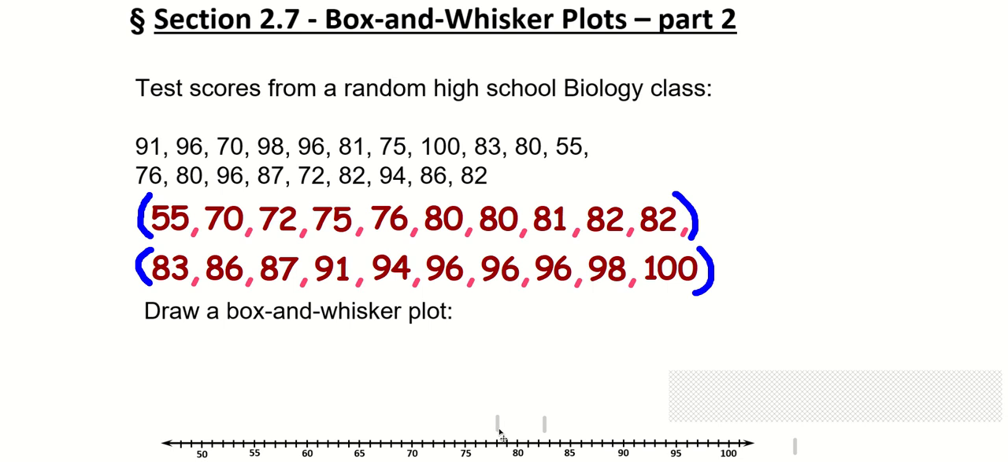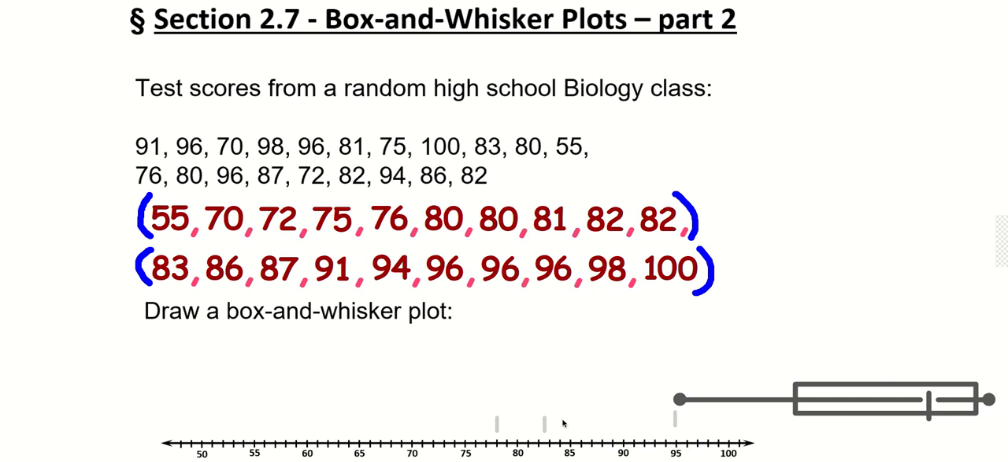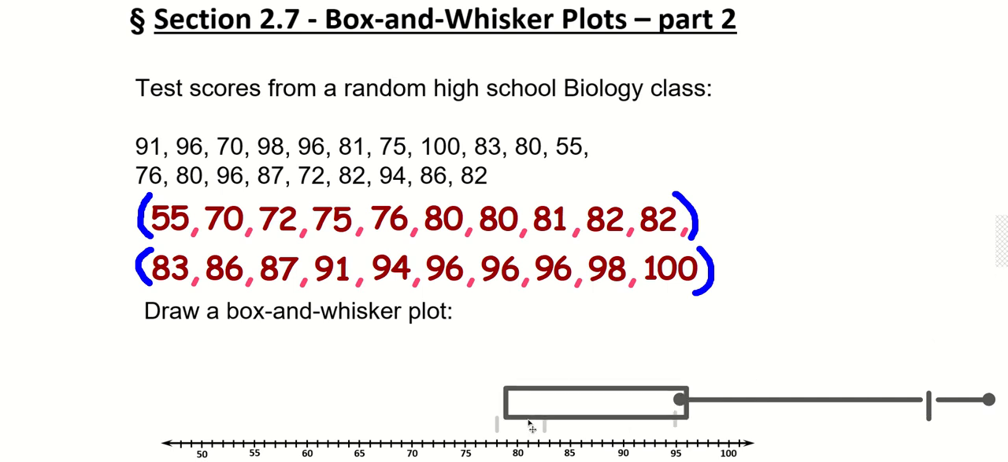So right there I need to mark that, and I also need, of course, my upper quartile. 1, 2, 3, 4, 5. Because there are 10 numbers in this upper half, we've got to go in between the 94 and the 96. Again, no matter how you do it, whether in your head or by doing a quick average, we're going to get 95. So now that I have those marked out, let's see if this one worked out better. Yes!